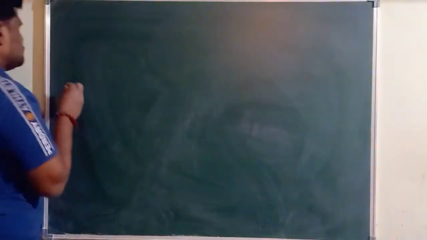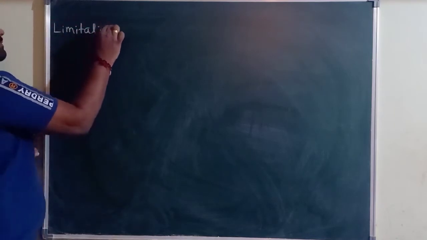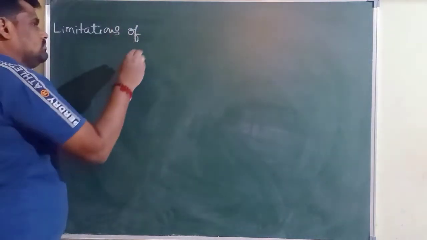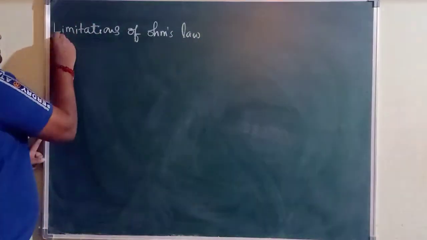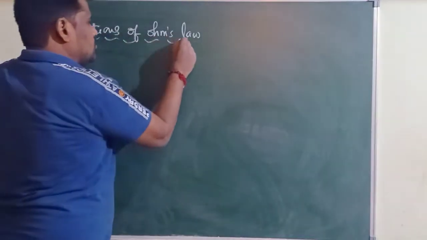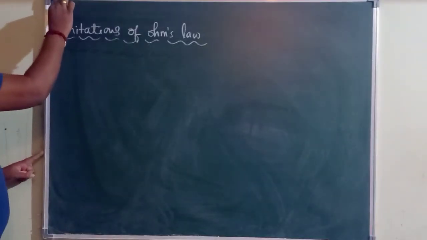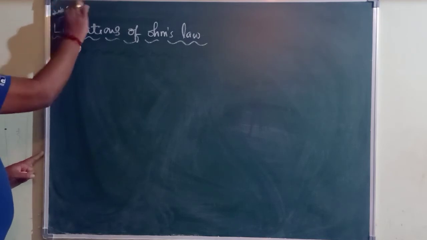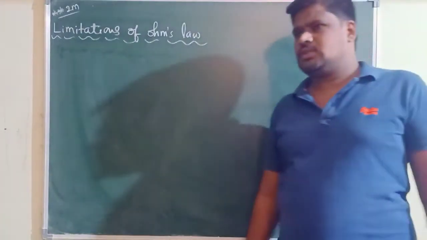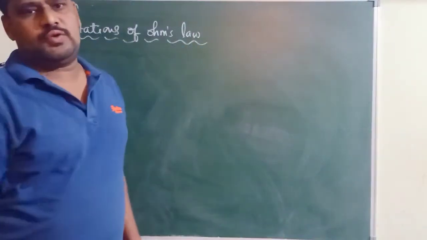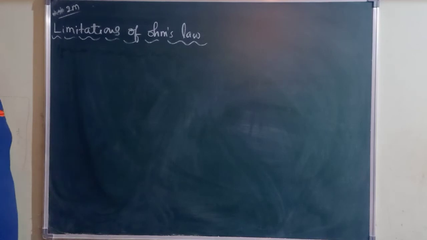First one is limitations of Ohm's law. As far as your board examinations are concerned, limitations of Ohm's law is very important, an expected 2-mark question. You have to mention some limitations of Ohm's law. What is the meaning of limitations of Ohm's law? We have to list out the situations or devices where Ohm's law is not applicable.